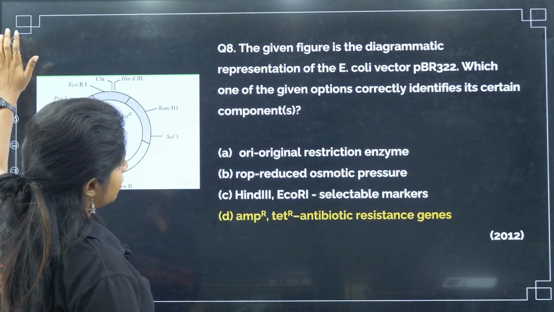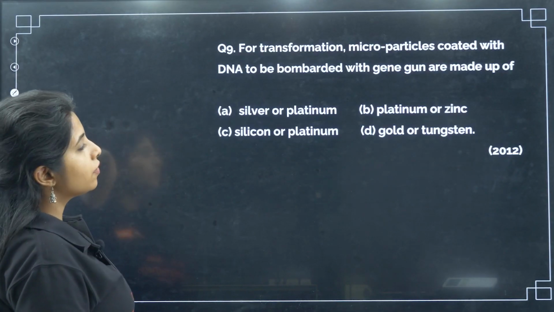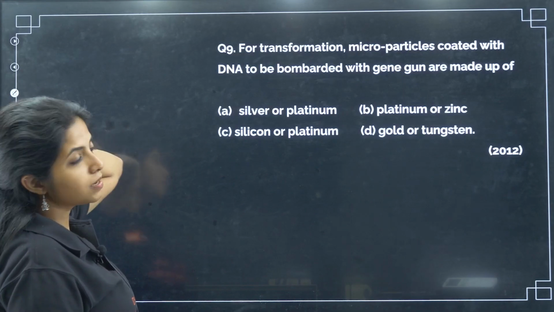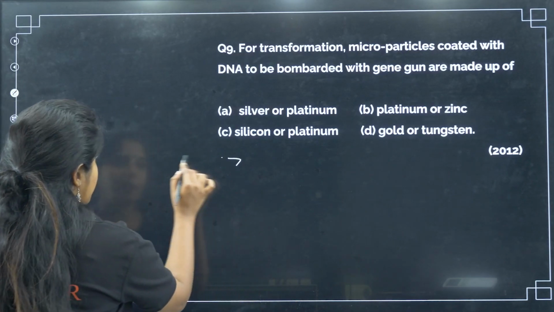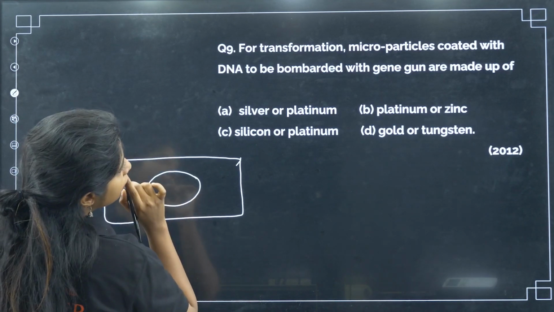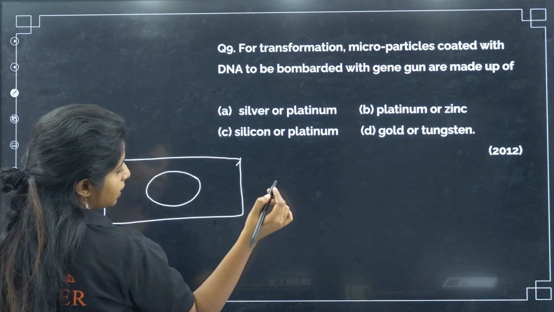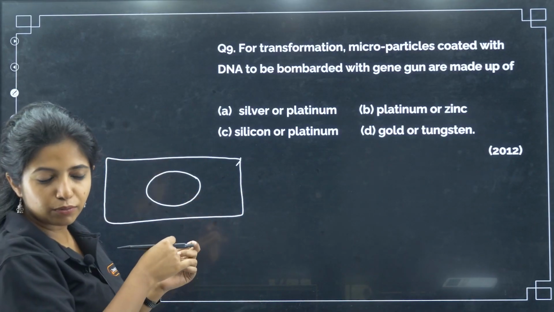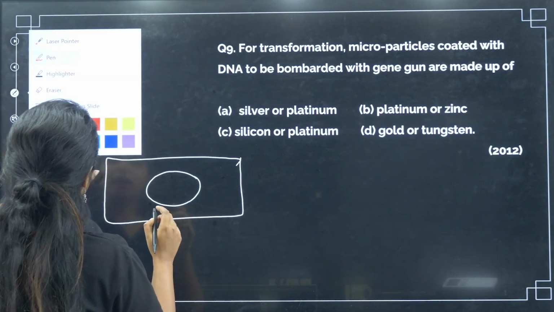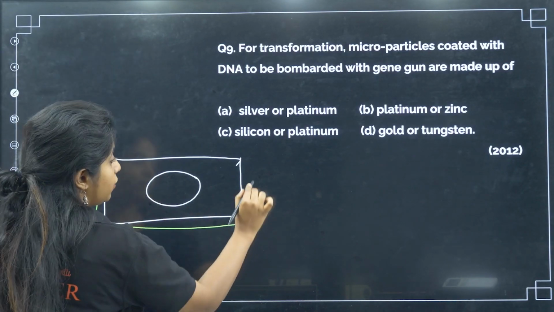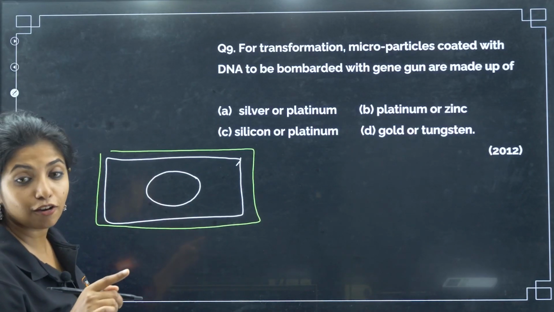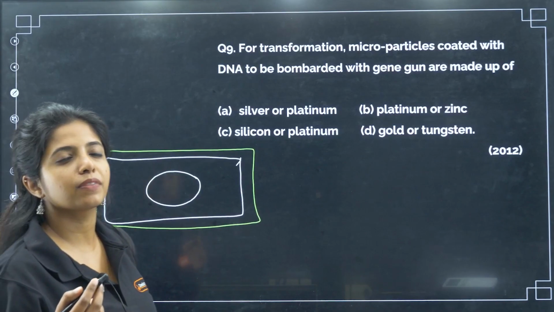Works, ma'am, works fine. So question number 9: for transformation, microparticles coated with DNA to be bombarded with a gene gun are made up of what? For transformation, my dear children, for example, I have a plant cell and I want to get it transformed. So basically, what can I do? Can I do microinjection? Basically I'll take a pipette and try to get things inside this particular nucleus, my dear children. I can do that if it was not a plant cell. If it was an animal cell, I could. So microinjection is a vectorless method for animal cells.